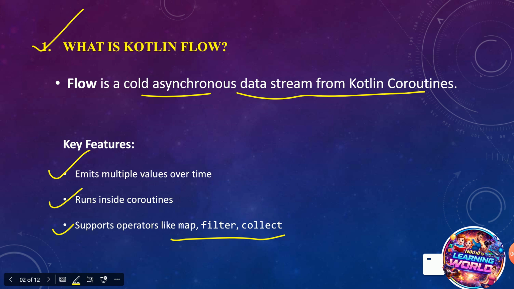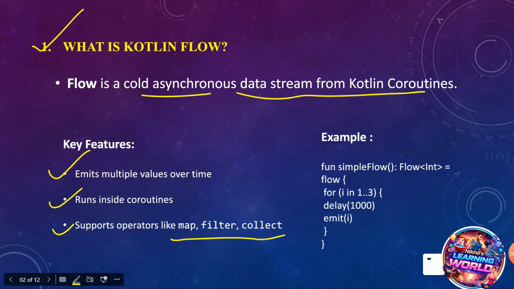We have seen ranges and loops in the earlier chapter. In the for loop, i is an index and 1 to 3 is the range, and it delays for 1 second and emits its index. Got the point? So flow is called an asynchronous data stream from Kotlin coroutines. Just keep in mind that we are collecting simple flow dot collect.